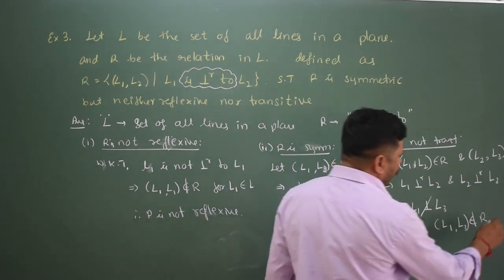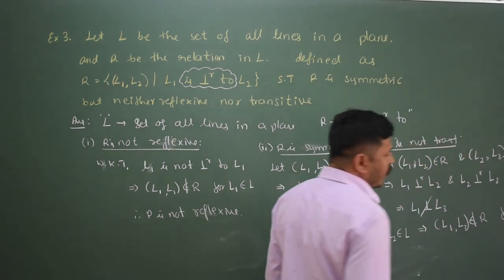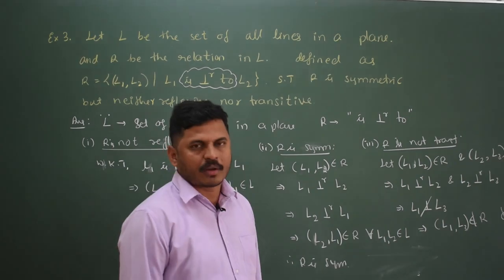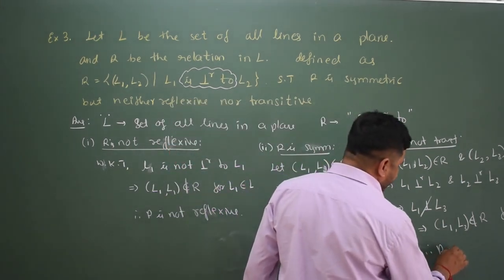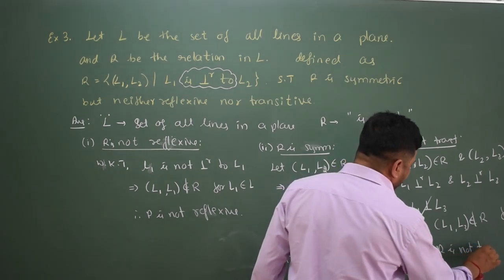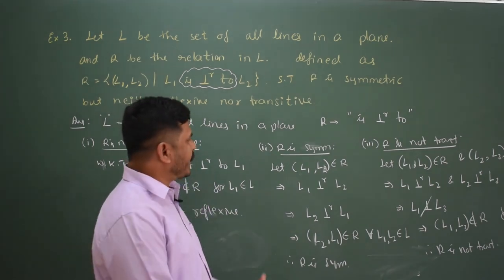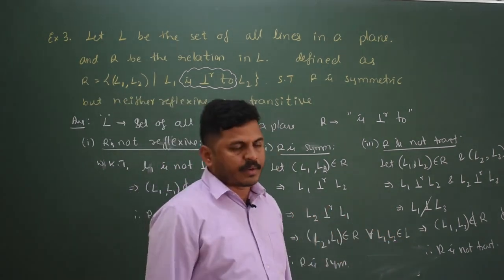We must write where the elements are from: for L1, L2 belonging to L. Don't write for all. Therefore, R is not transitive. So it is only symmetric, neither reflexive nor transitive.